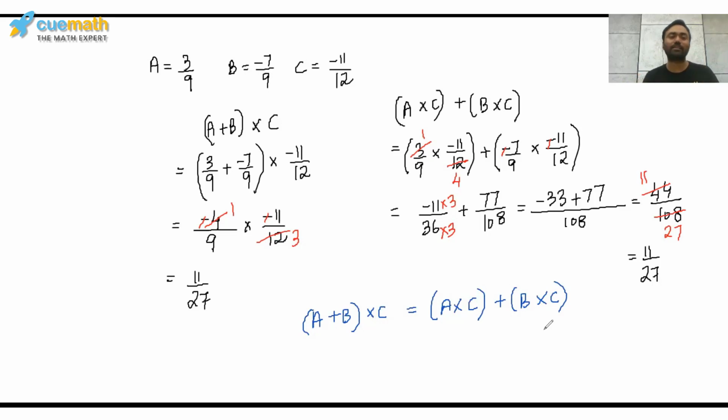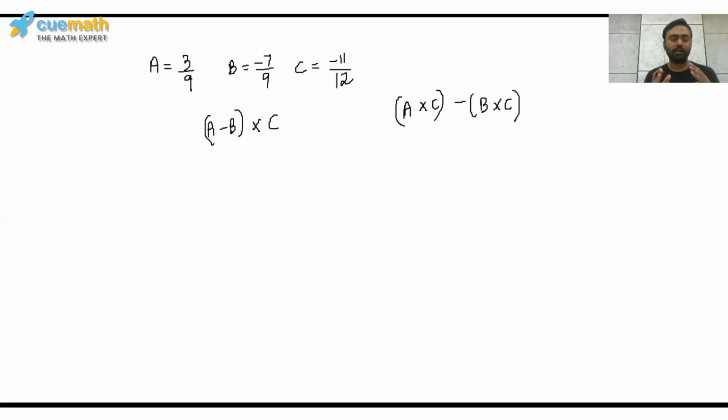Let's quickly check this for the subtraction part now. Now to check for the subtraction part, what we've done is we've just replaced the addition sign with the subtraction sign. And you see here that multiplication is to the right of the subtraction sign. So we are going to check for the multiplication of rational numbers, whether it's right distributive over subtraction or not. Let's quickly substitute the values. So 3 over 9 minus 7 over 9 inside the bracket times, in place of C, negative 11 over 12.